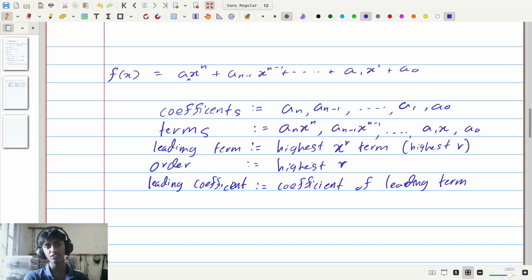The terms are a sub n x to the n, a sub n minus 1 x to the n minus 1, so on all the way down. And the coefficients of these terms are a sub n, a sub n minus 1, a sub n minus 2, all the way down to a sub 1 and a sub 0. These terms will be often used within this video and within other topics where polynomials are used. So it's important that you remember these and understand what they mean.